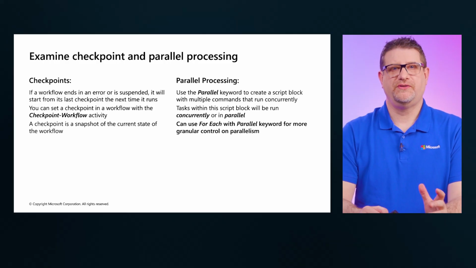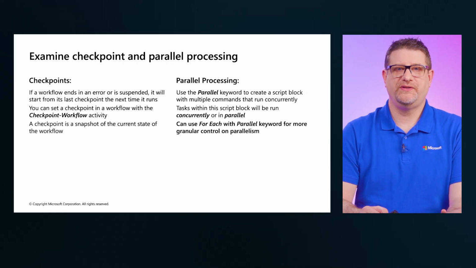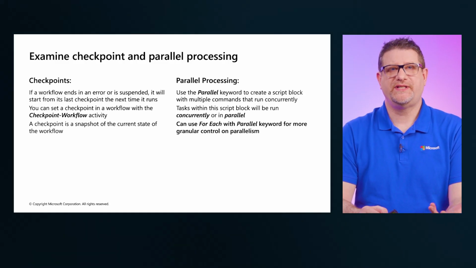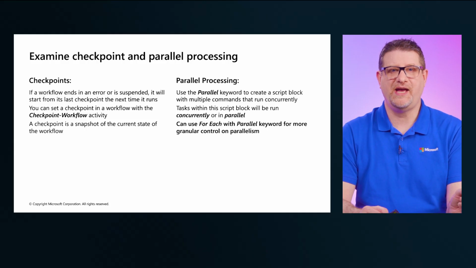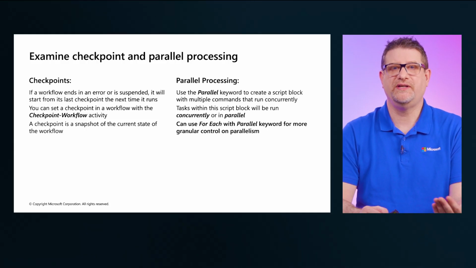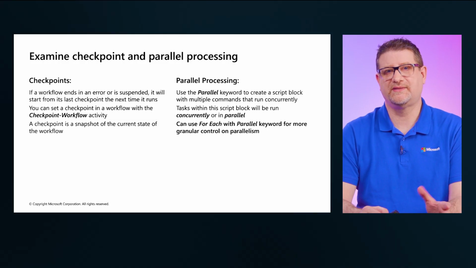When automating cloud operations with Azure Automation, two powerful features help make workflows more reliable and efficient: checkpoints and parallel processing. Checkpoints act like save points in a workflow. So if a process is interrupted or encounters an error, it can resume from the last checkpoint instead of starting over. This is especially useful for long-running or complex automation tasks where interruptions like a network outage or a server restart could otherwise mean wasted time and effort. We can set the checkpoints using the checkpoint-workflow activity, which creates a snapshot of the workflow's current state, making recovery seamless and minimizing downtime.